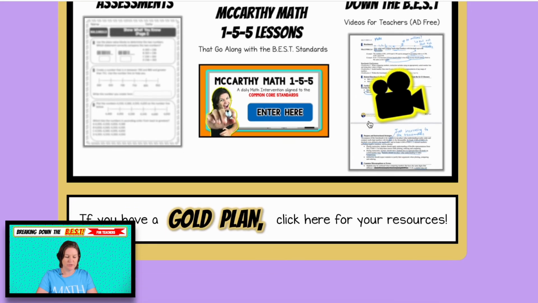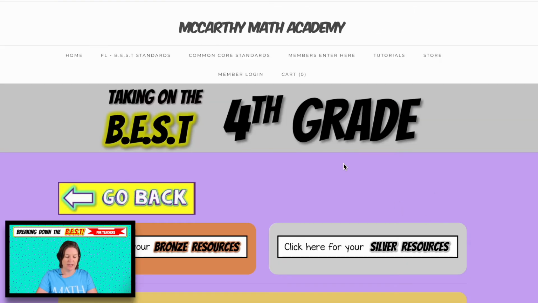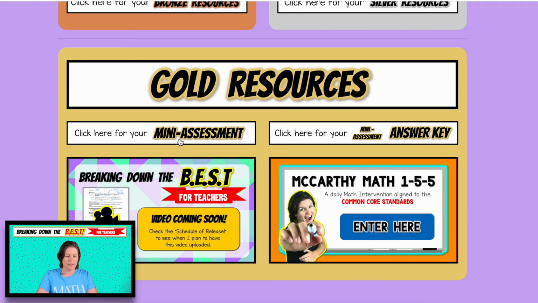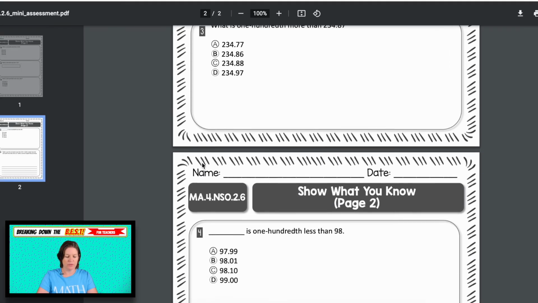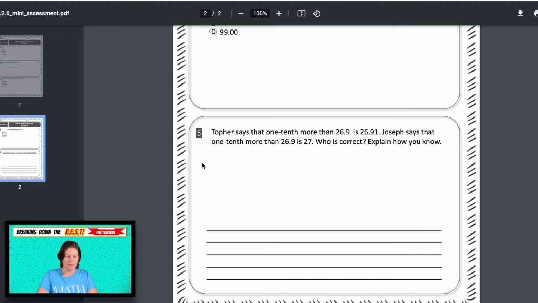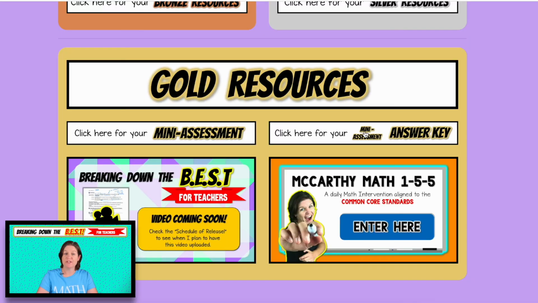And if you have the gold resource, or the gold plan, you have access to a little bit more. You have the mini assessment. See the variety of question types here. Okay. And then you have your answer key. You have the breaking down the best ad-free video, which is also available on YouTube. It just makes it ad-free. It's a little perk of having the gold resource. No ads. And then the biggest component is McCarthy Math 155, which gives you access to 155 grade level lessons.